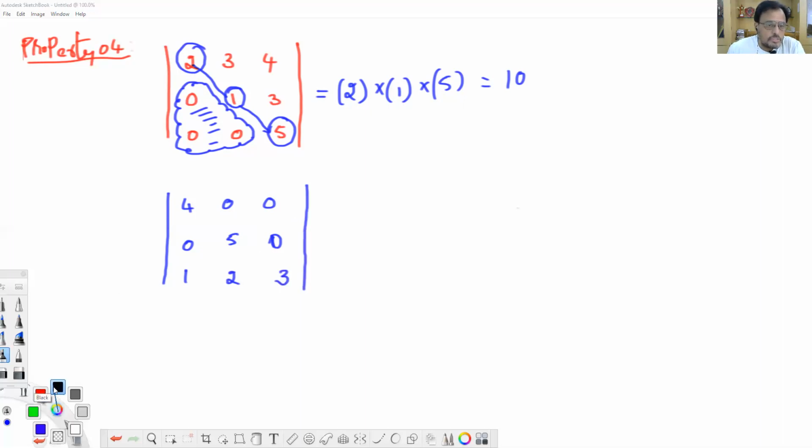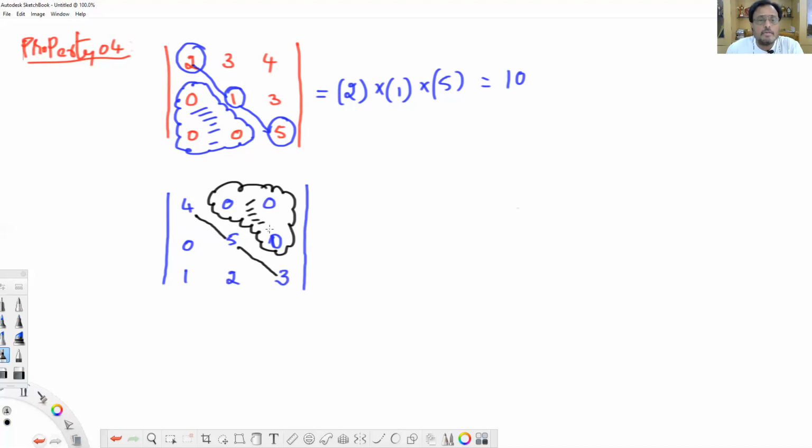So here also see that this is the principal diagonal. One side of the principal diagonal elements are totally 0, either the upper side or the lower side. If any one side of the principal diagonal elements are all zeros, then the value of the determinant can be obtained directly by multiplying the diagonal elements. That means 4 into 5 into 3, that is equal to 60. This only you have to prove now.